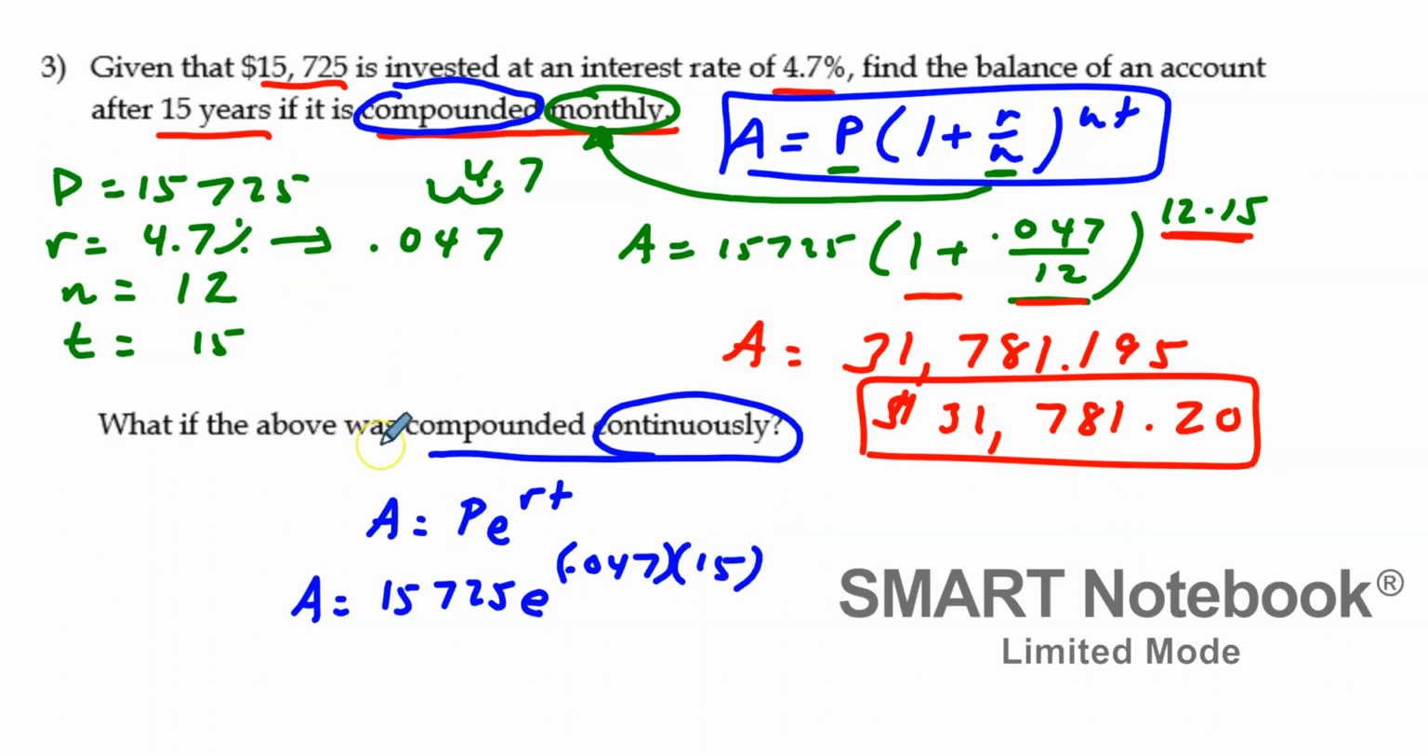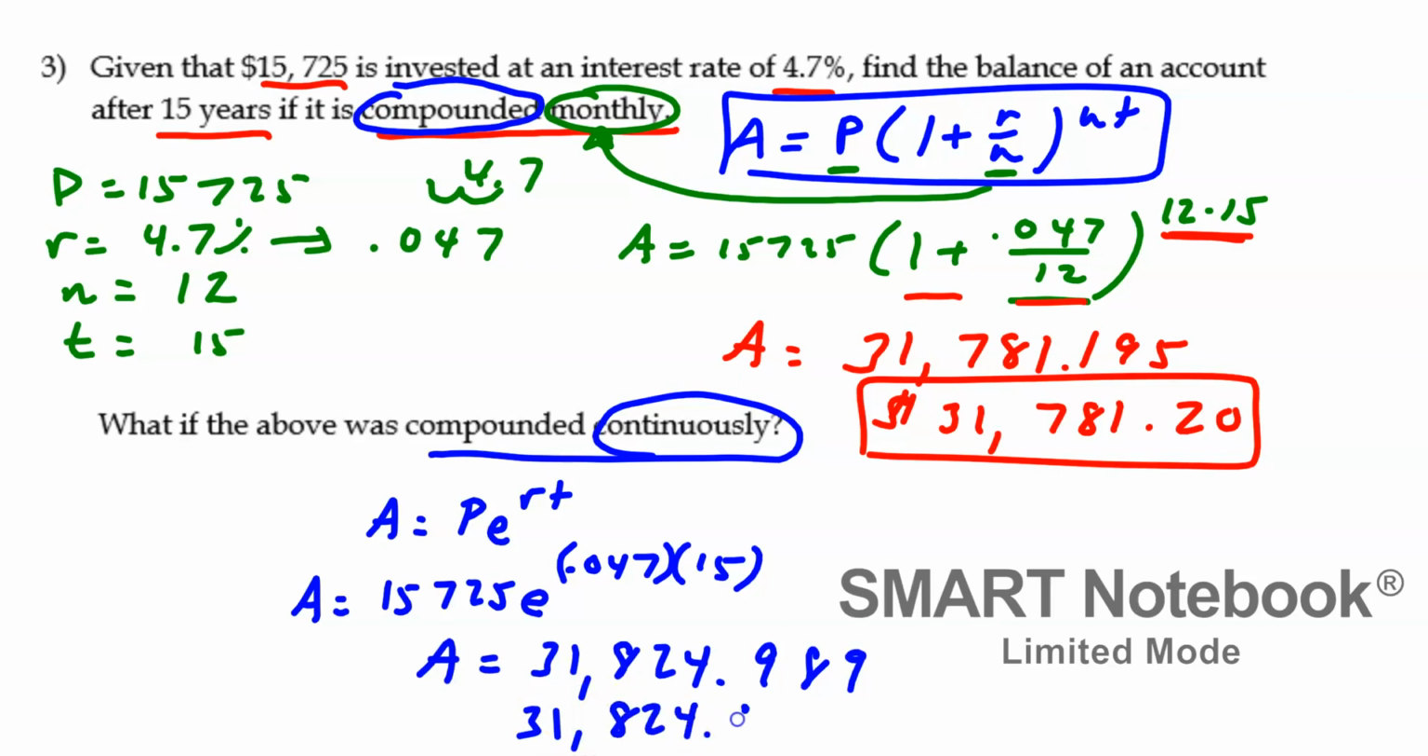Notice that the 12 is not used at all, because when we're compounding continuously, that means that we are not worried about monthly or weekly or daily. It's literally compounding constantly. So if we plug this into our calculator, we have $15,725 times e to the 0.047 times 15. I got my final value to be $31,824. And here's again a little rounding issue, 989. So I'm going to say the final answer is $31,824.99.